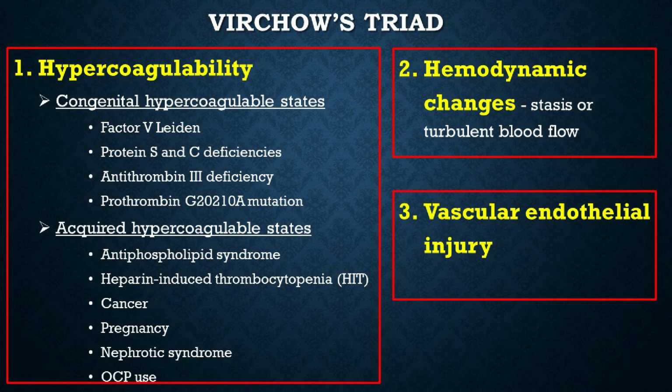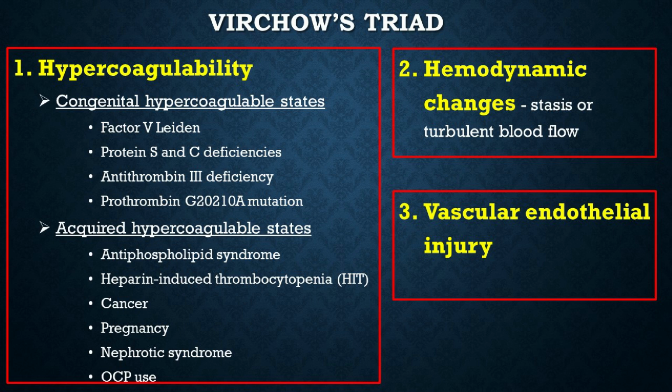In the prothrombin G20210A mutation, basically the problem is that they make too much prothrombin protein, which literally translates into more clot formation. In the acquired hypercoagulable states, we have antiphospholipid syndrome and heparin-induced thrombocytopenia. As you know, the most common heparin that causes HIT is unfractionated heparin. In HIT we see decreased platelets, venous thromboembolisms, and also pulmonary embolisms.